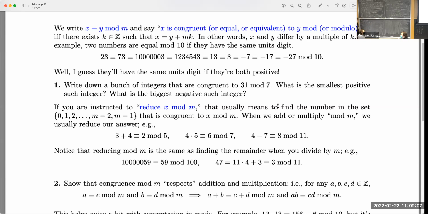Percentage sign, is that like a computer science thing? Yeah.